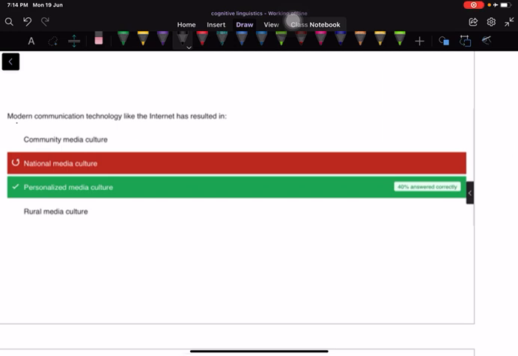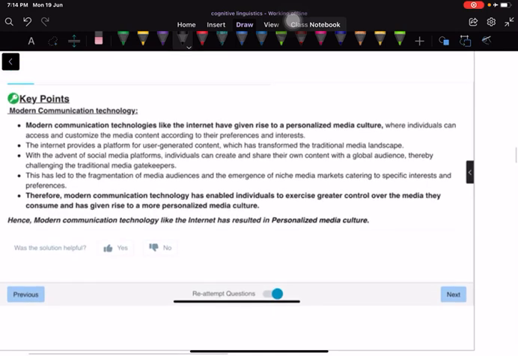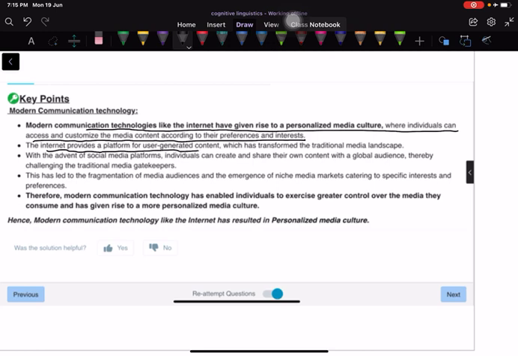Next question. Modern communication technology like the internet has resulted in personalized media culture. Modern communication technologies like the internet have given rise to personalized media culture, where individuals can access and customize media content according to their preferences and interests. The internet provides a platform for user-generated content, which has transformed the traditional media landscape. With the advent of social media platforms, individuals can create and share their own content with a global audience, thereby challenging the traditional media gatekeepers.